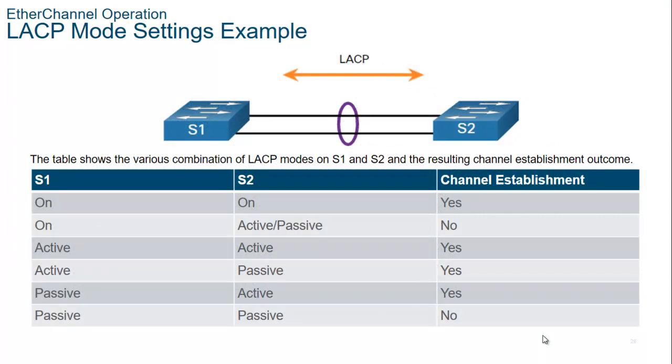So again, we have a table to see the combinations that would result in channel establishment. If both ends of the switches are on, a channel is established. If one is on and the other one is either active or passive, a channel is not established, as again, no negotiation is done, so it cannot establish. If both are active, or one is active and the other one is passive, then the channel can be established. If both are passive, waiting for the other to say hello and come join me in this channel, no channel is established.